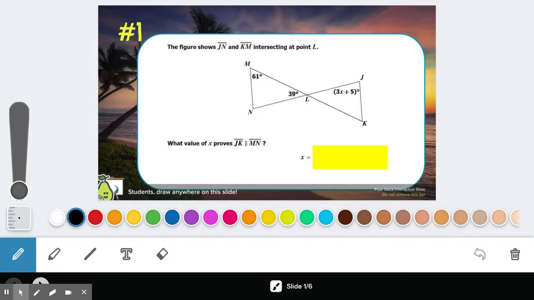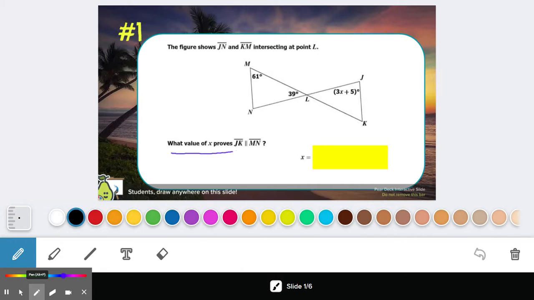Back to another warm-up check. So we are still doing SOL released problems. This is going to be our practice for the SOL final exam kind of thing. This looks to be like a similar triangle. So I'm looking for what values prove JK and MN parallel. So JK and MN are parallel.